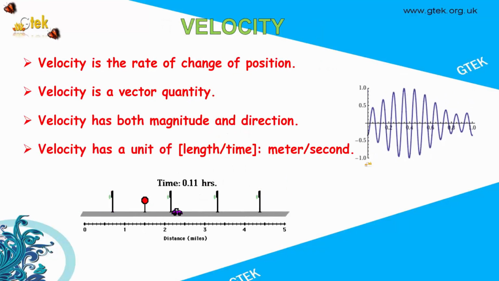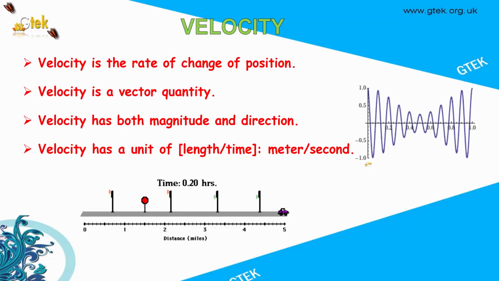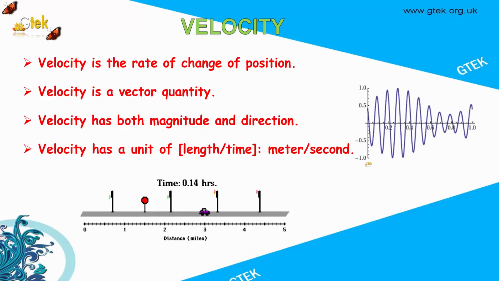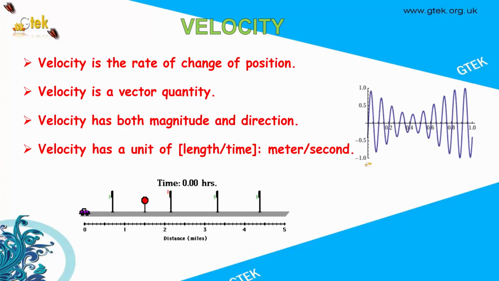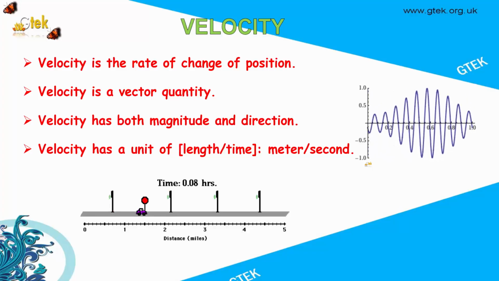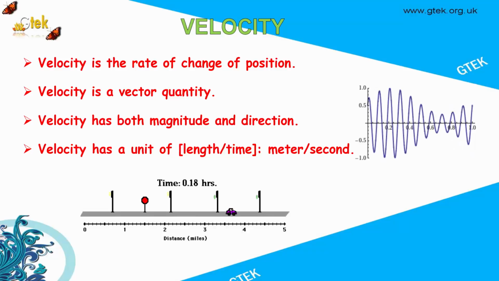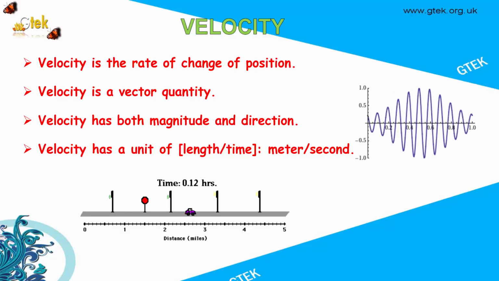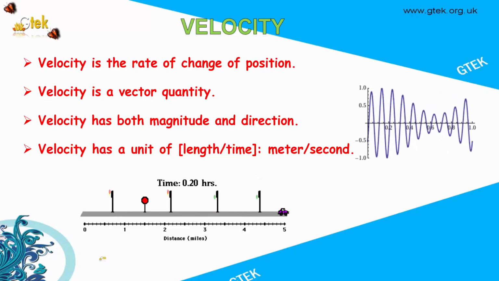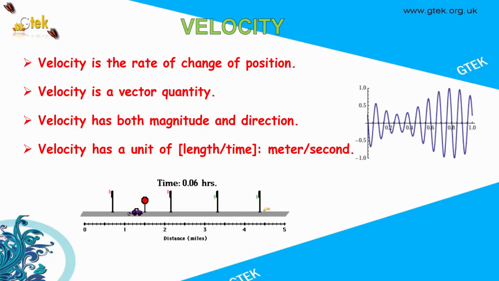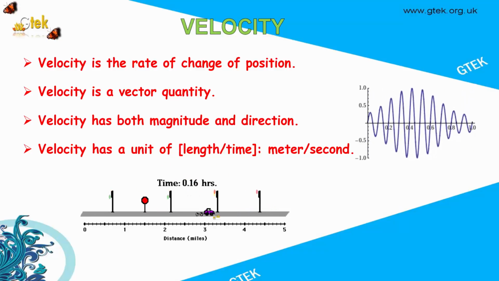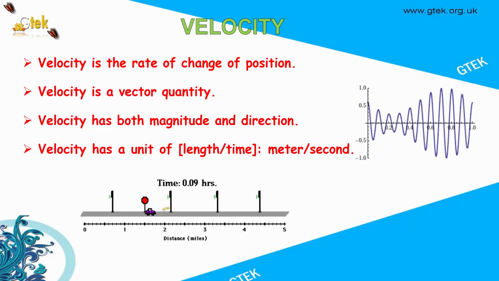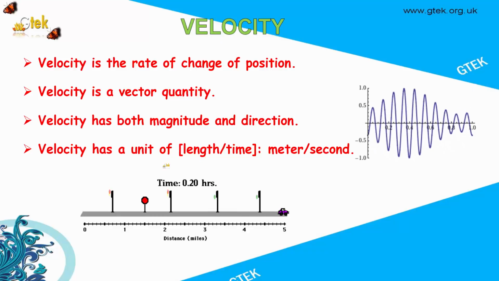Let us talk about velocity. Velocity is nothing but the rate of change of position. Velocity is a vector quantity. Velocity has both magnitude and direction. Velocity has a unit of length divided by time, that is meter per second. You can see a car moving in this direction with a specification of time in hours and distance in miles. So the rate of change of position is nothing but the velocity, as you can see over here.